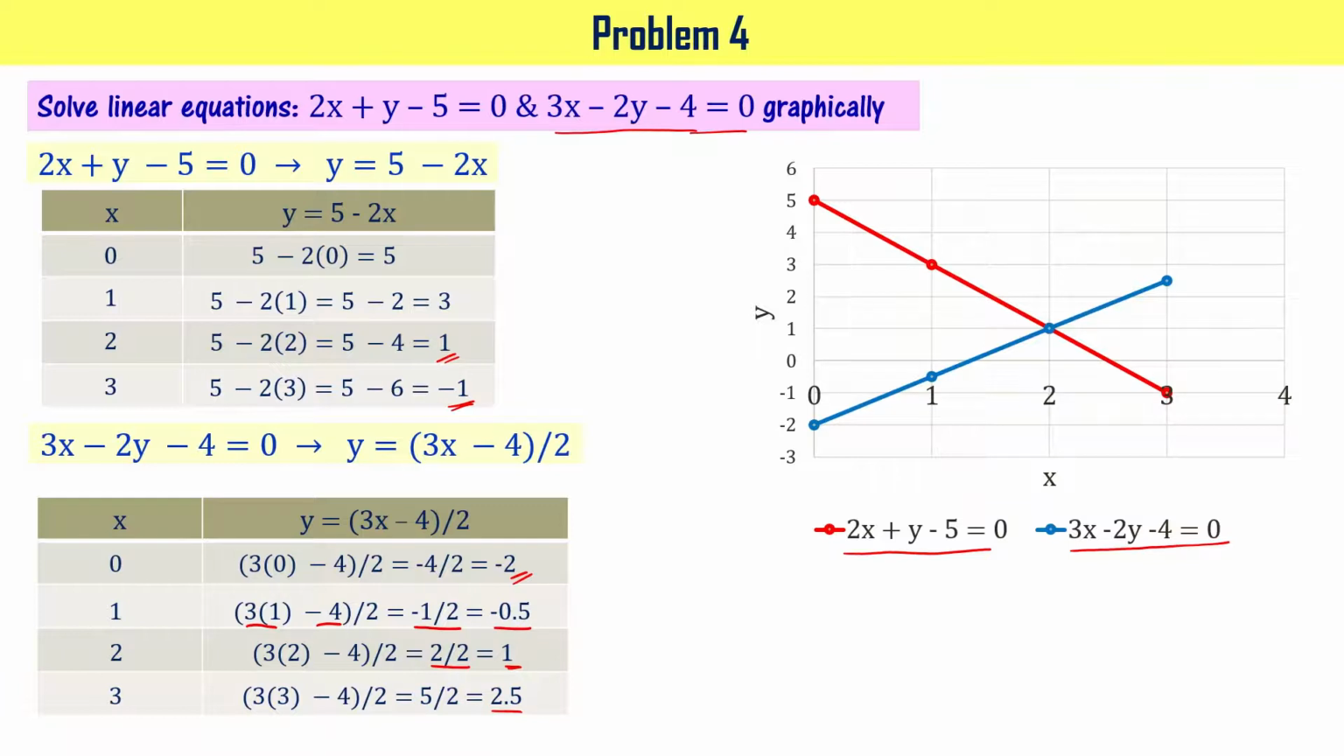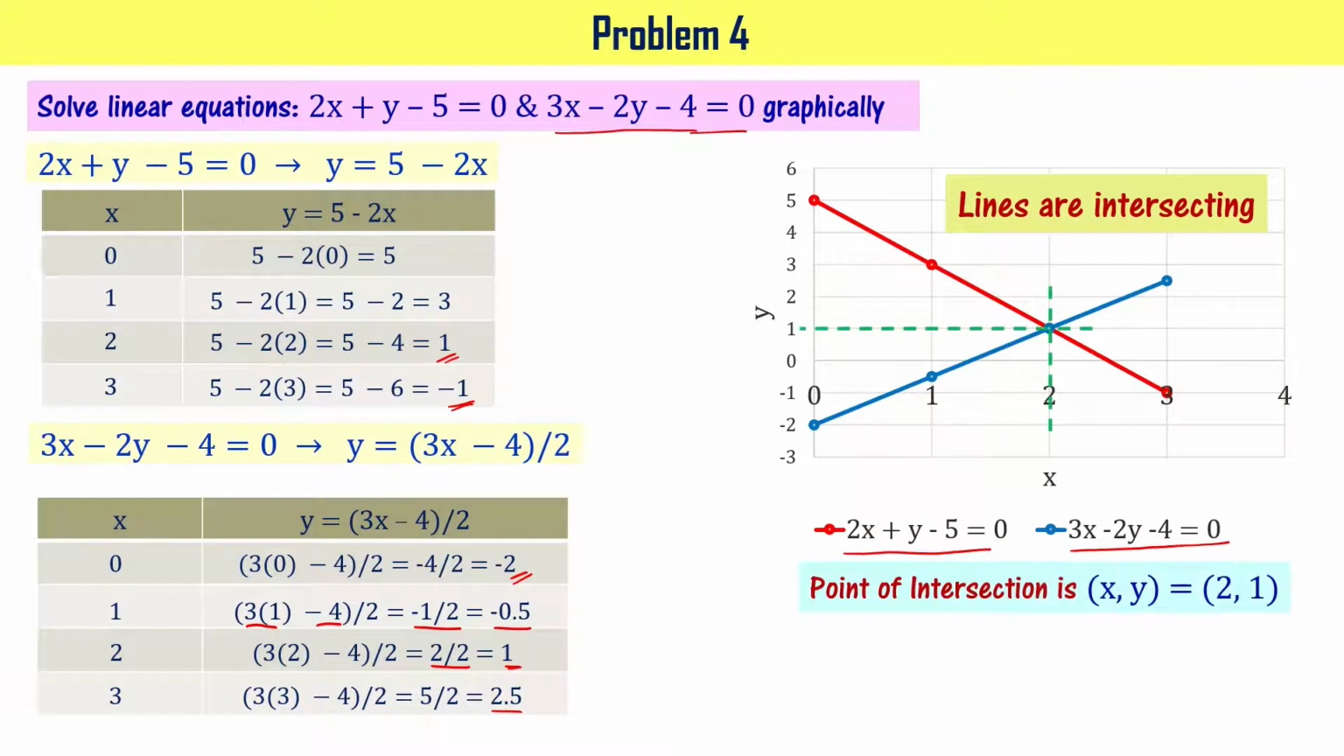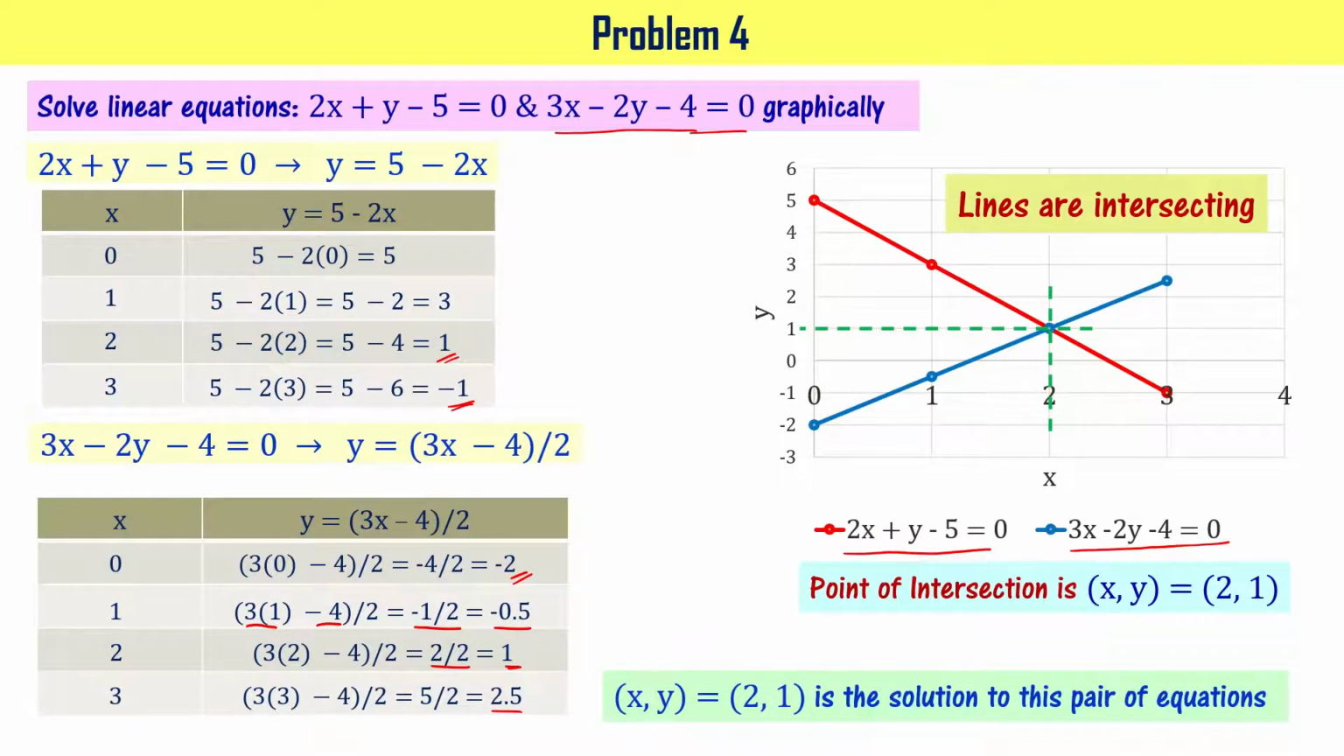As you see here, these two lines are intersecting at one point, right? That point is the solution. So point of intersection is x comma y equal to 2 comma 1, right? Hence I can say that 2 comma 1 is the solution to this pair of equations. This is how you use graphical method to find solution of pair of linear equations in two variables, right?